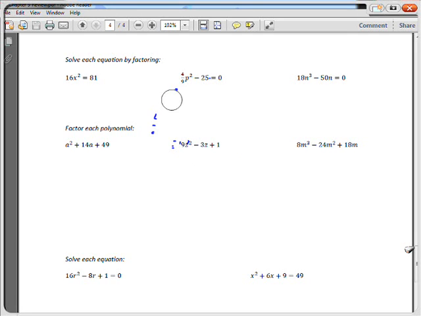On the next one, got 18n to the third minus 50n equals 0. Remember, in factoring, we have to get a common factor out first if we have it. So you should recognize here that the common factor is going to be a 2n. If I factor out 2n, I'll be left with 9n squared minus 25 equals 0.